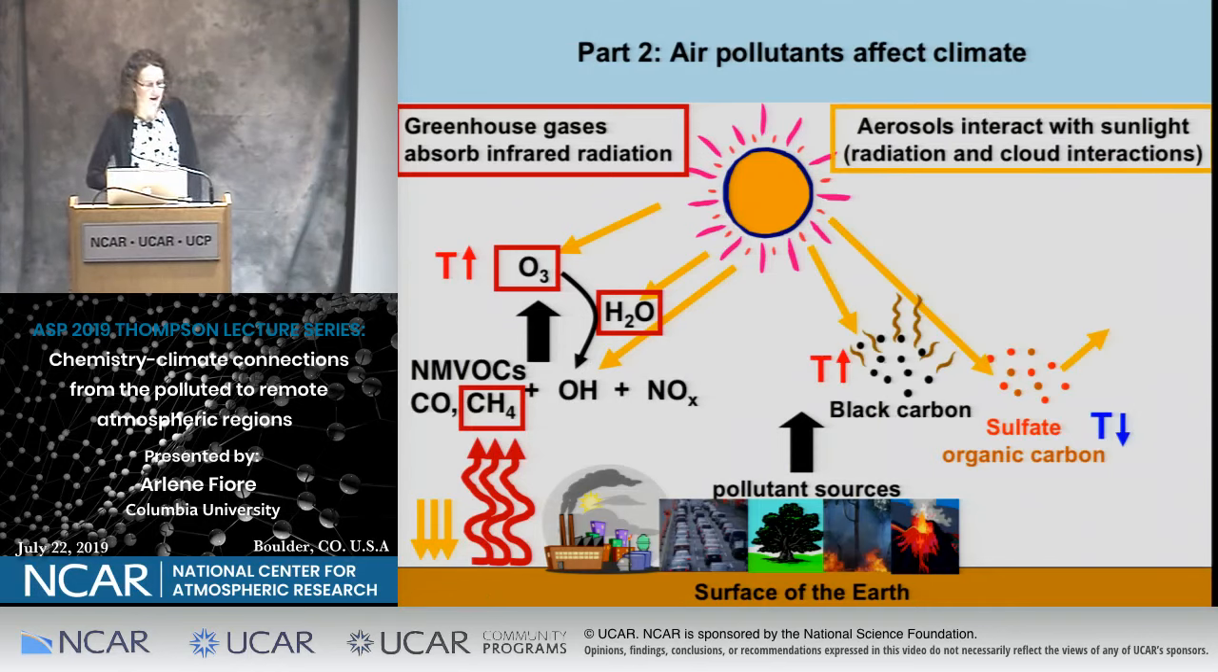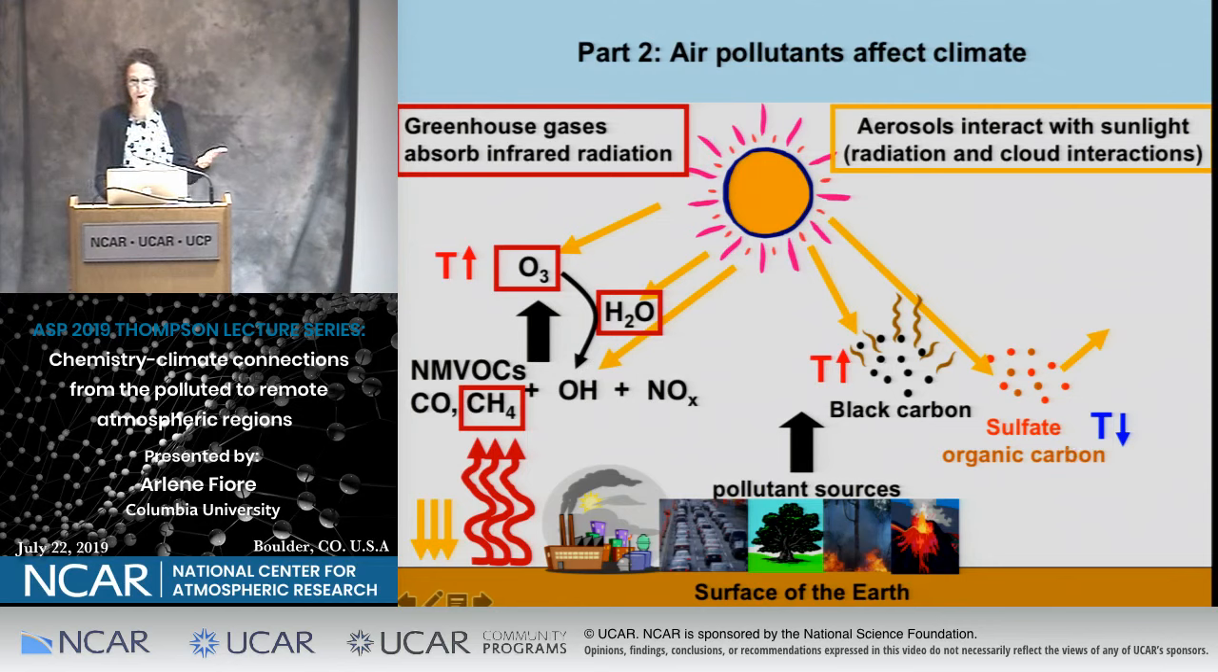And then on the aerosol side of the slide, we have black carbon, which is one type of aerosol that is absorbing and therefore can lead to heating of the atmosphere, whereas reflective aerosols like sulfate and at least non-brown organic carbon tend to reflect solar radiation and have a cooling influence on temperature.